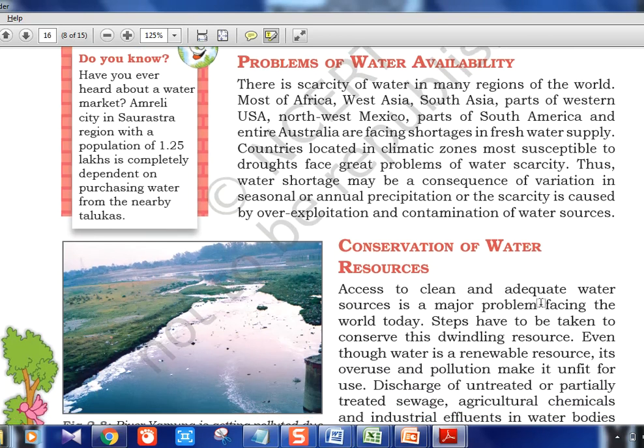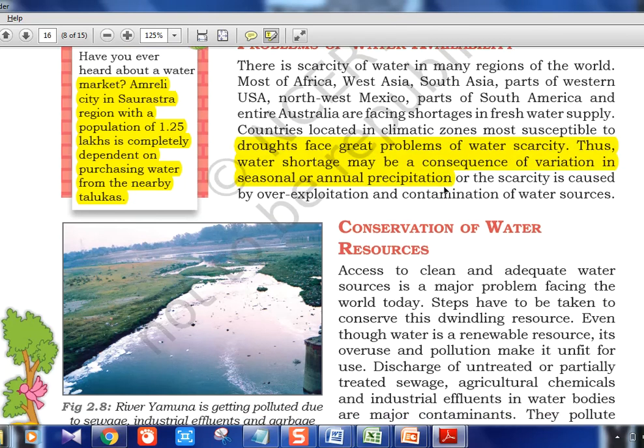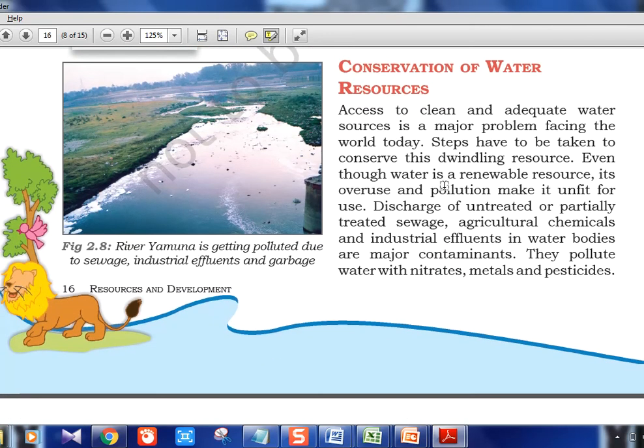Water availability, scarcity of water. Here again a place in a city, I think in Saurashtra, they are telling that people are purchasing water there. They don't have water and they are purchasing it. For every drop of water, you need to pay money. Again about droughts and different places, there is nothing factual you have to retain from here. That's why I'm just scrolling through.